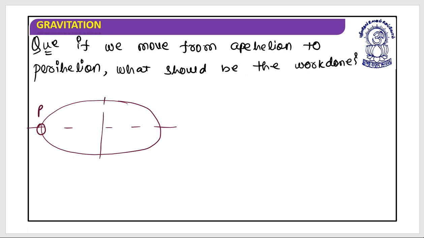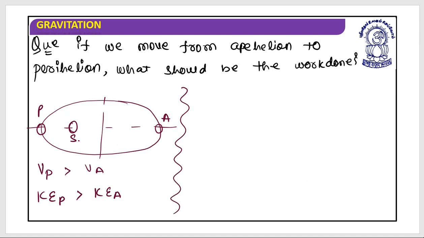This is the location of perihelion, this is the location of aphelion, while the sun would be here. We understand that velocity at perihelion would be greater than velocity at aphelion. Even we have derived that the kinetic energy at perihelion is greater than the kinetic energy at aphelion. We want to know whether the work done is positive, negative, or zero when we move from aphelion to perihelion. This is the initial position, this is the final position.